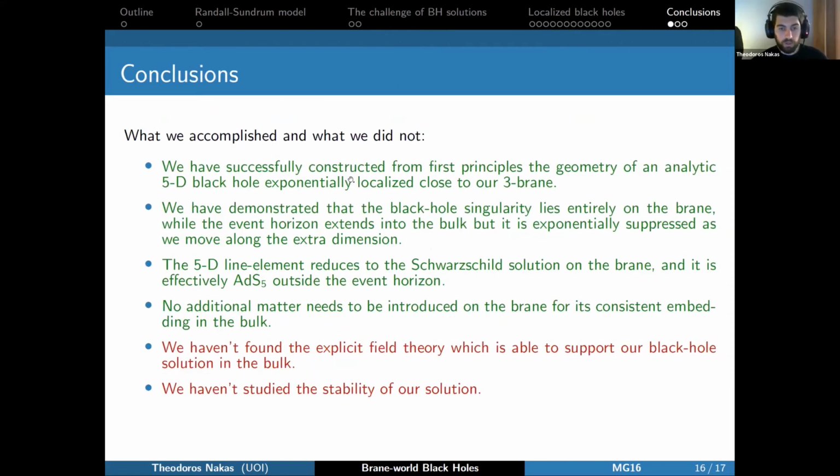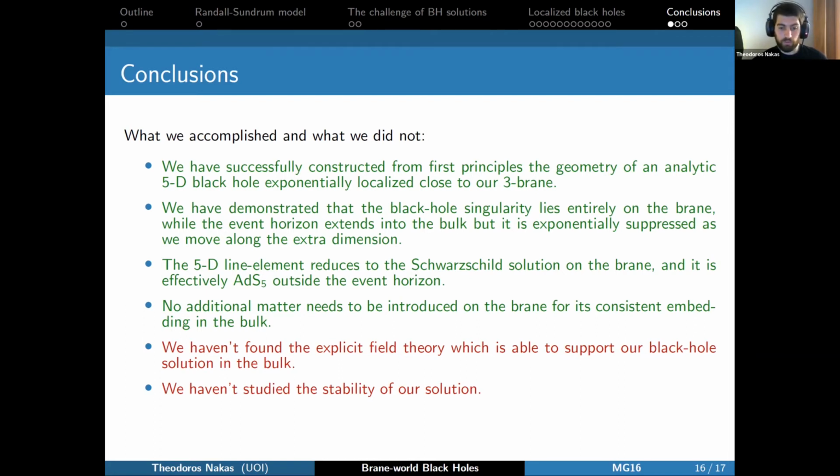Summing up, we have successfully constructed from first principles the geometry of an analytic five-dimensional black hole, which is exponentially localized close to our three-brane. We have demonstrated that the black hole singularity lies entirely on the brane, while the event horizon extends into the bulk, but it is exponentially suppressed as we move along the extra dimension. The five-dimensional line element reduces to the Schwarzschild solution on the brane, and it is effectively AdS5 outside the event horizon. Also, no additional matter needs to be introduced on the brane for its consistent embedding in the bulk.